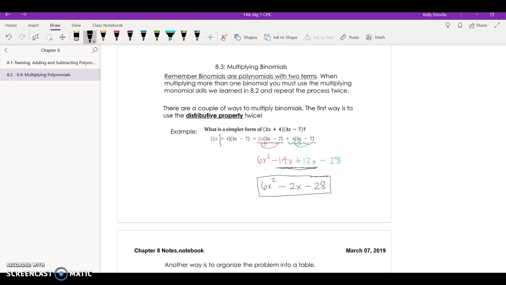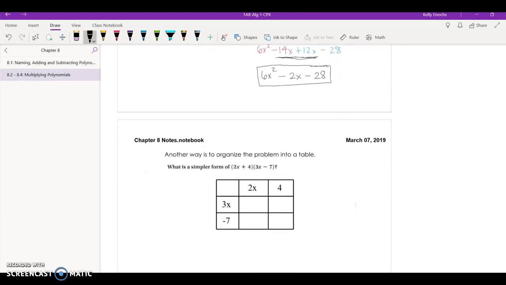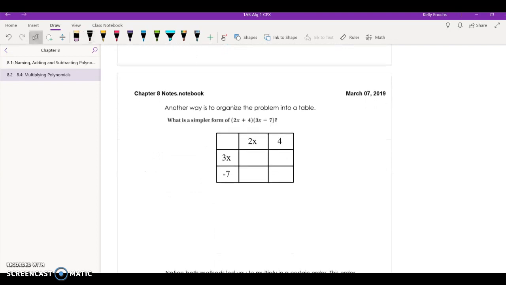So for binomials times binomials, we're going to split it up into two monomials and make them two monomial distributive property problems. Now, there are a lot of ways to do binomials times binomials, and most of them are still just distributive property, but they have a different setup or they have a mnemonic device to help you remember them. I'm going to go over a couple of those, but if the first way made sense to you, feel free to keep doing that.